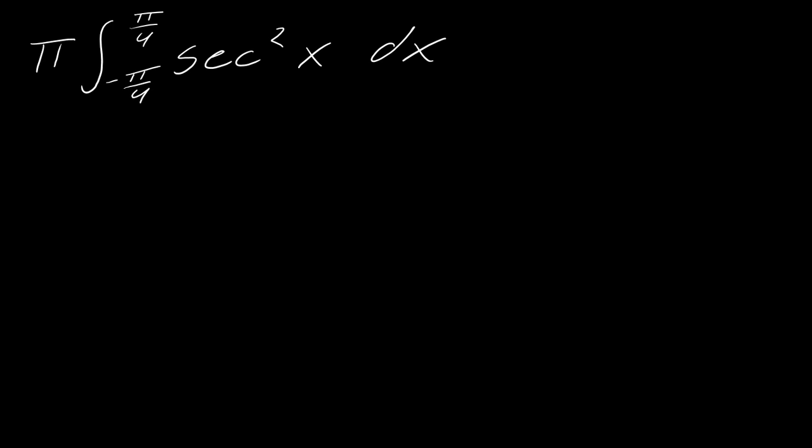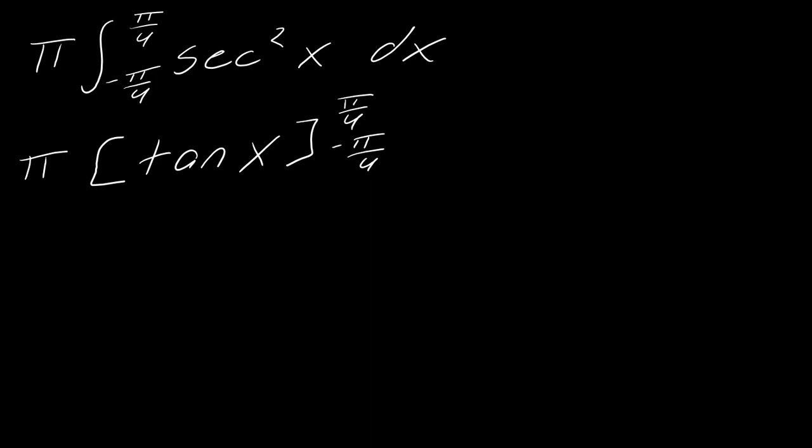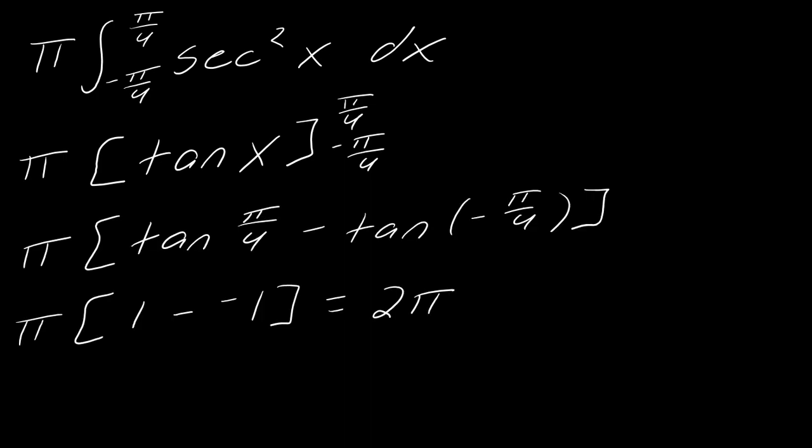I'll give myself a little more space. The antiderivative of secant squared is tangent x, and then I can plug in my limits of integration. I've got the work here if you want to hit pause, but what I got is that this comes out to 2 pi.